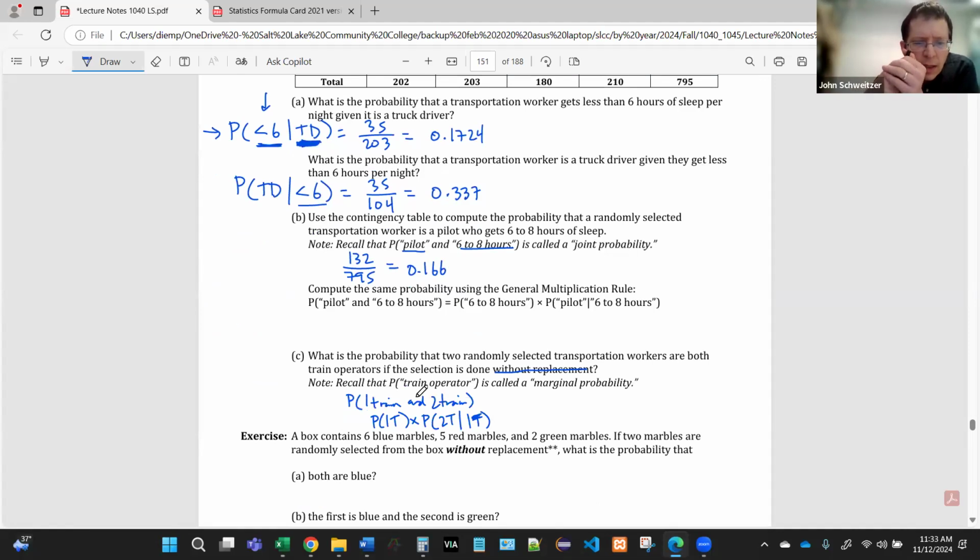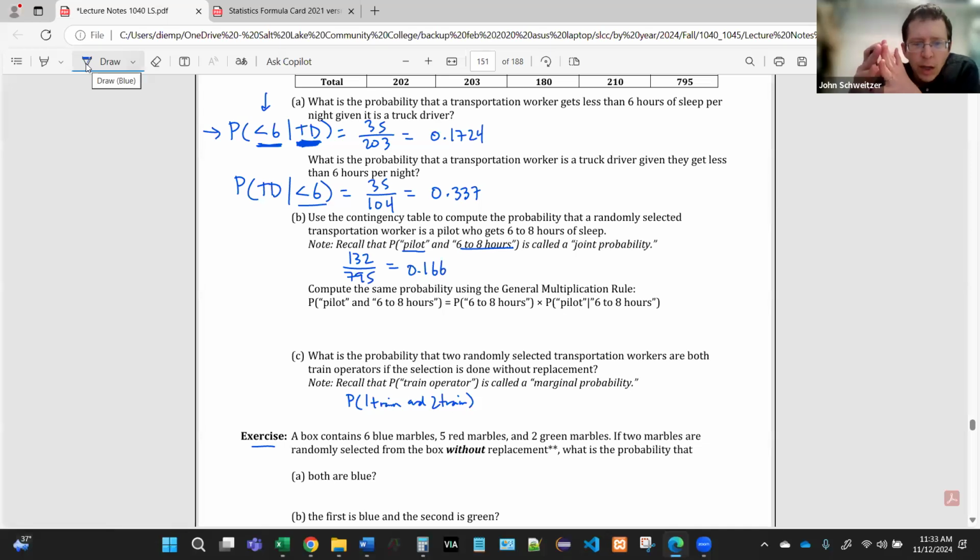So let's just do C again, and then maybe we'll also look at this box of marbles in the next example. It says, what's the probability that two randomly selected transportation workers are both train operators if the selection is done without replacement? We know that without replacement is a synonym for dependence, so we have a dependent situation here, and we have the multiplication rule. If both are train operators, then the first one will be a train operator and the second. So we can break that up with multiplication.